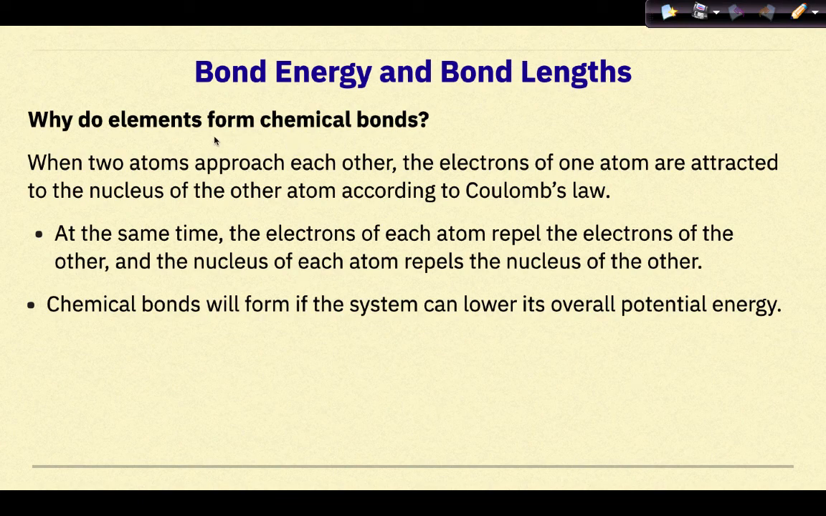Why do elements form chemical bonds? When two atoms approach each other, the electrons of one atom are attracted to the nucleus of the other atom according to Coulomb's law. At the same time, the electrons of each atom repel the electrons of the other, and the nucleus of each atom repels the nucleus of the other. Chemical bonds will form if the system can lower its overall potential energy.